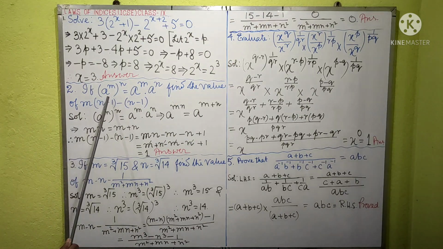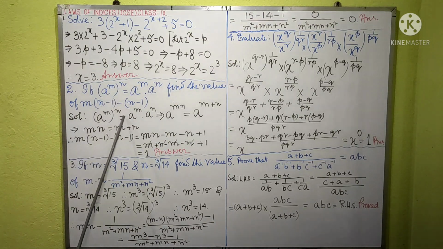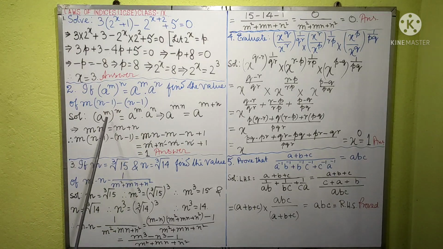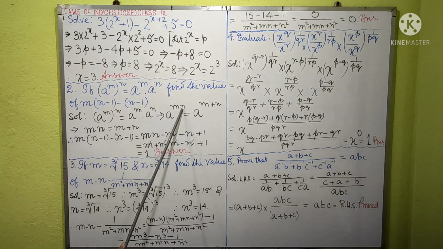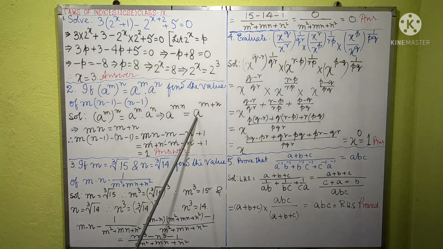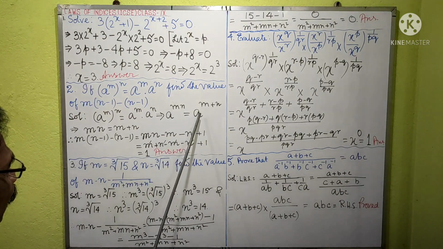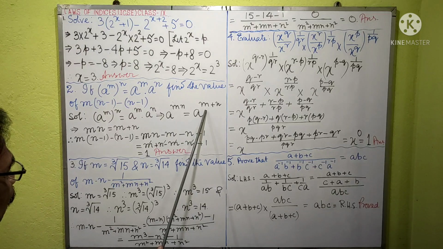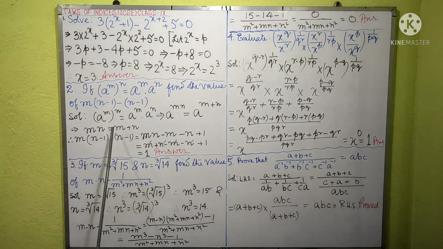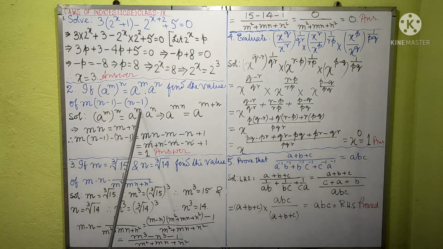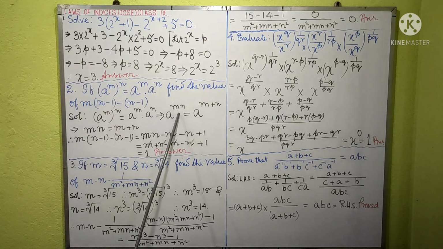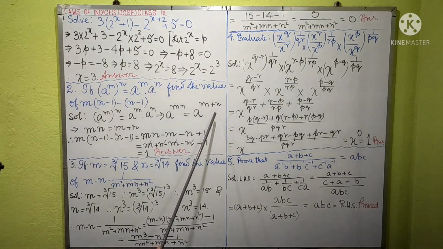The solution is that a to the power m to the power n equal to a to the power m into n. It is given that a to the power mn equal to a to the power m into a to the power n.